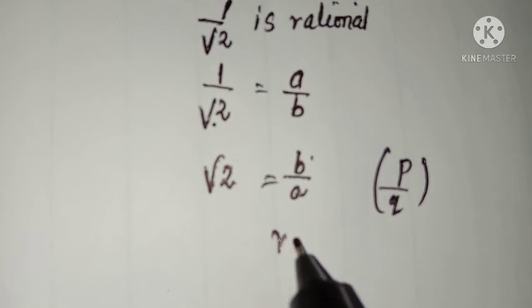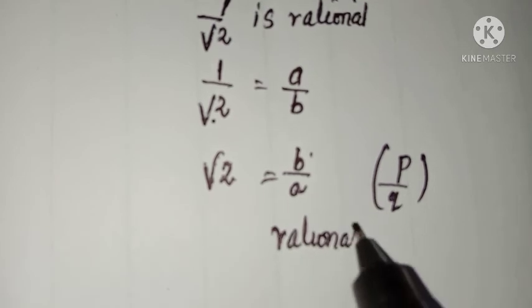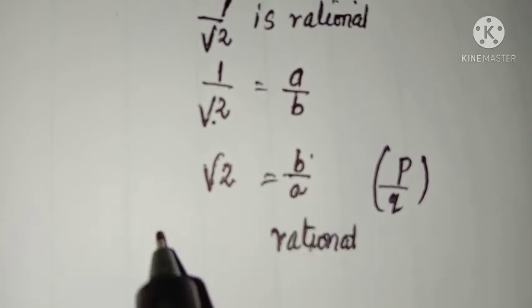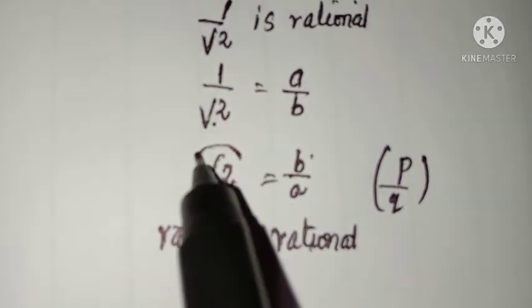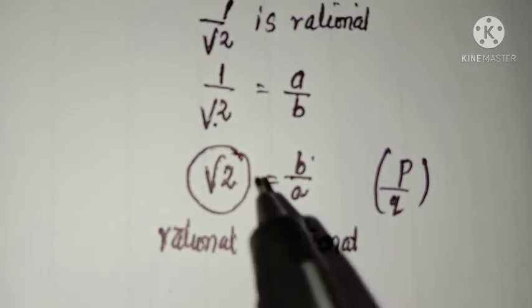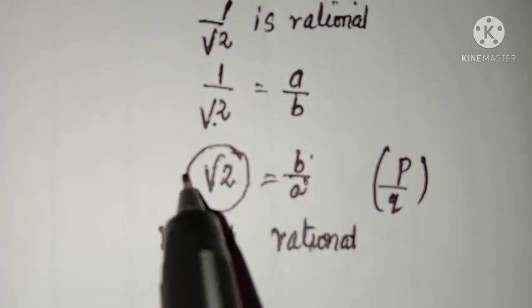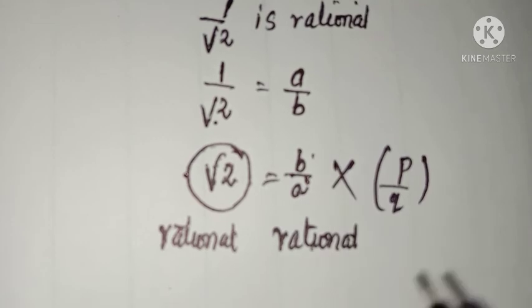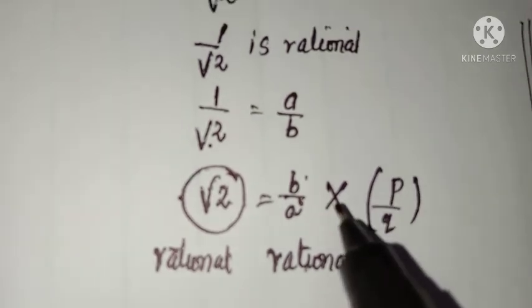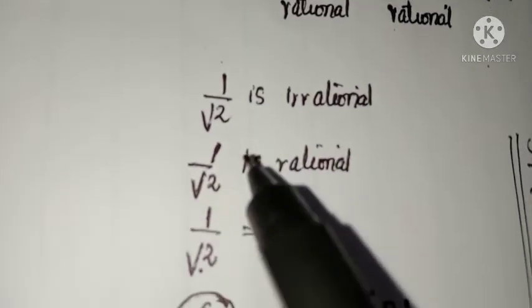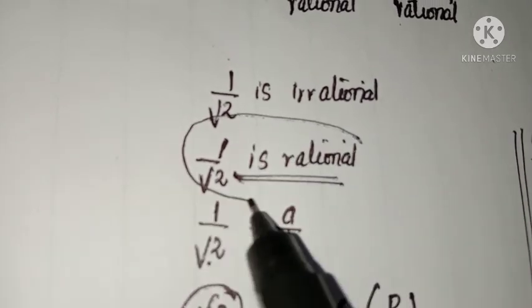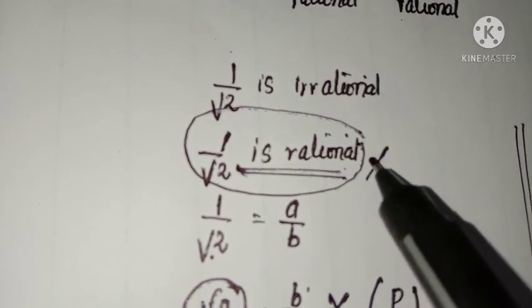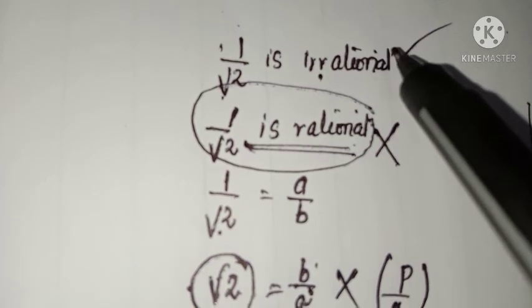p by q means it is a rational number. If the right side is rational, the left side is also rational. But we know that root 2 is irrational. So one side is rational, the other side is irrational. That is not possible, which is a contradiction. Contradiction means our assumption is wrong. What we assumed, 1 by root 2 is rational, is wrong. That means 1 by root 2 is irrational.